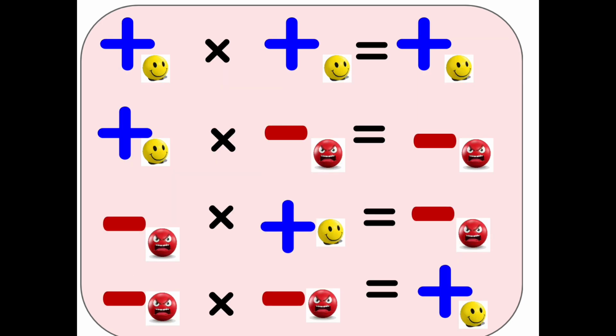You will see from my screen something like a chart, and these are what you have to know and understand to be able to do multiplication and division of integers. So let's start from the first one. Here we have our friend, right? So if you have our friend, which is a plus, multiplied by another friend, which is a plus, your result is going to be plus.